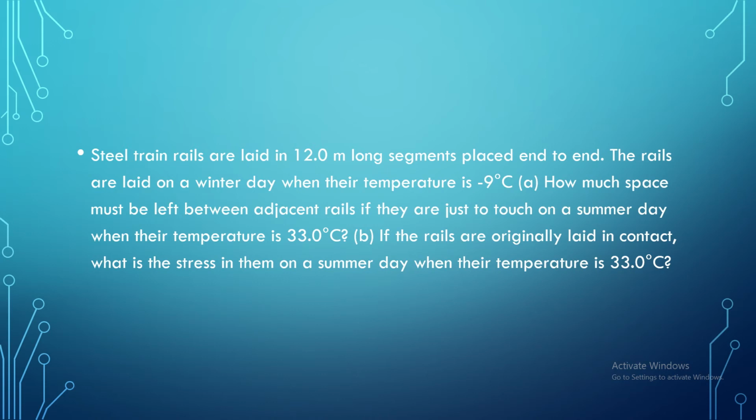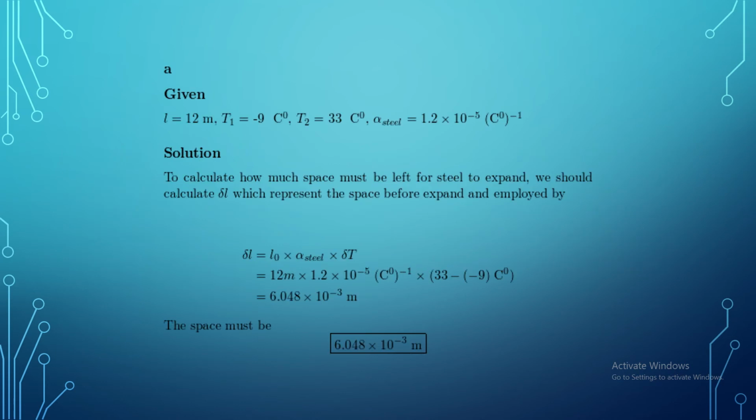Problem 2. Steel train rails are laid in 12 meter long segments placed end to end. The rails are laid on a winter day when their temperature is negative 9 Celsius. How much space must be left between adjacent rails if they are just to touch on a summer day when their temperature is 33 degrees Celsius? If the rails are originally laid in contact, what is the stress in them on a summer day when their temperature is 32 degrees Celsius?